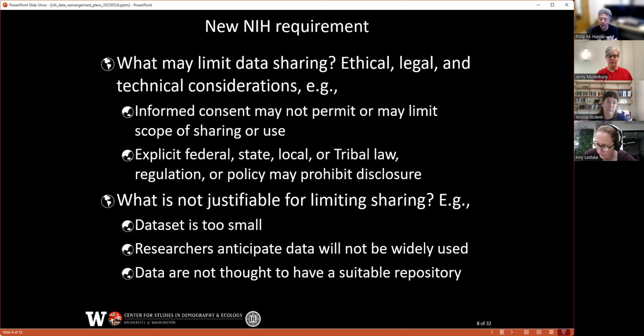There are aspects that are not justifiable for limiting sharing. So if you think that your data set is too small, too bad, you still have to at least share within the bounds of what's expected.